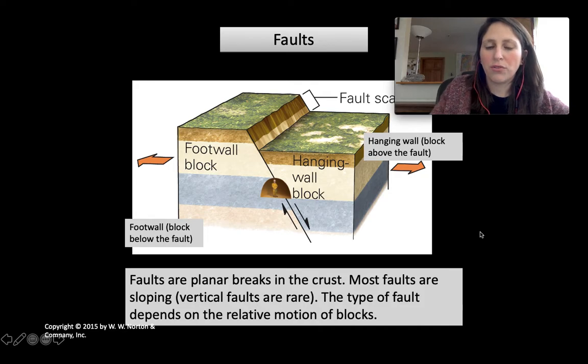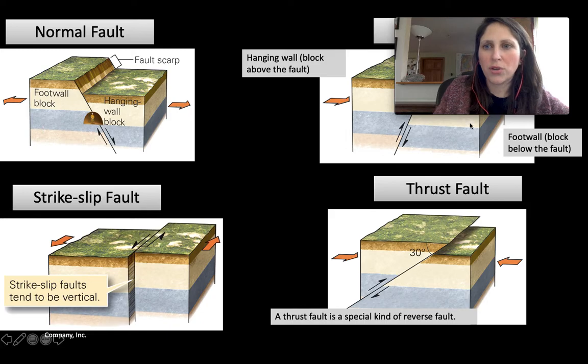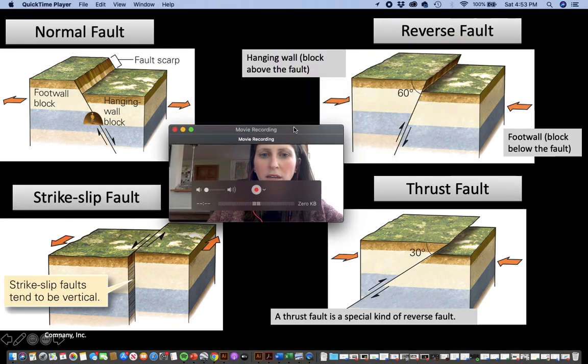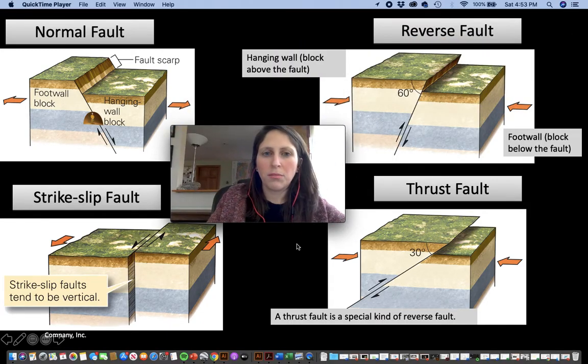This is a quick review of last week. We looked at faults and what they are. They're planar breaks in the crust. This is what a typical fault looks like, a nice diagram of a normal fault. Here's a quick review of the different types of faults. Again, this is more for you than for me to talk about. It's a nice review from last week of the different types of faults that we have.